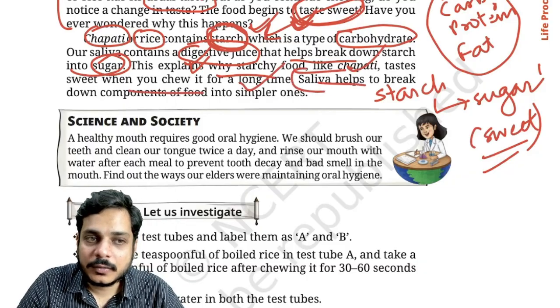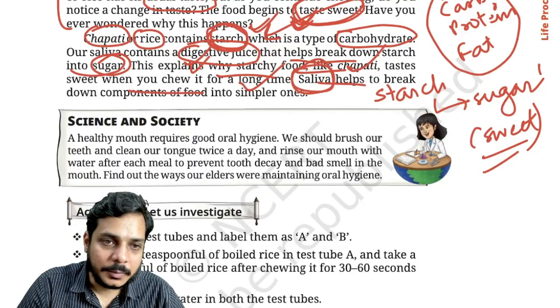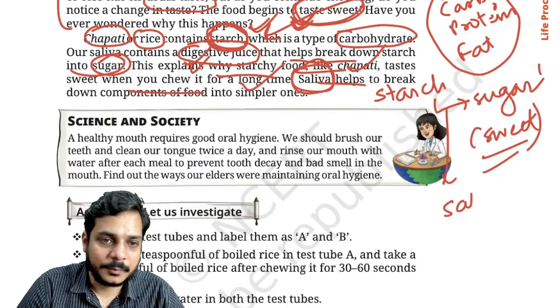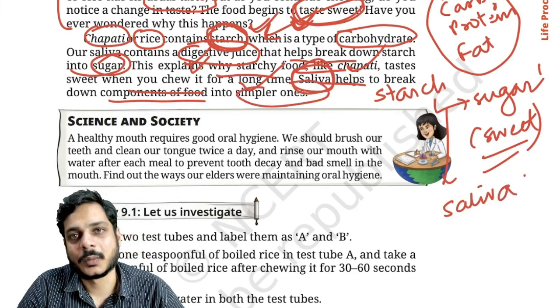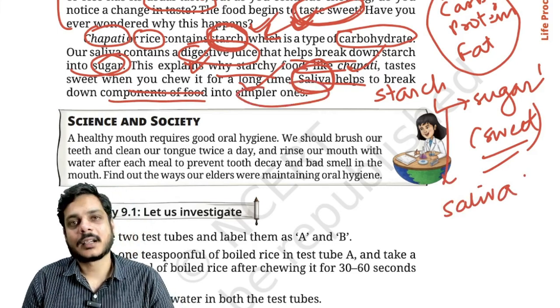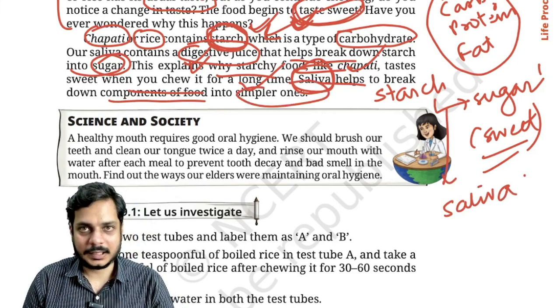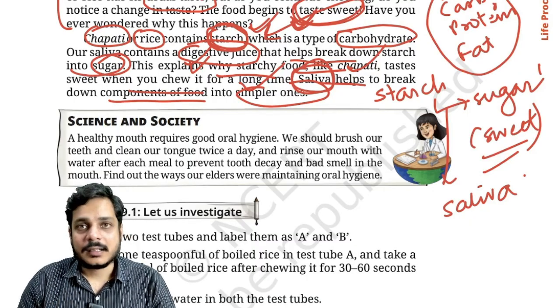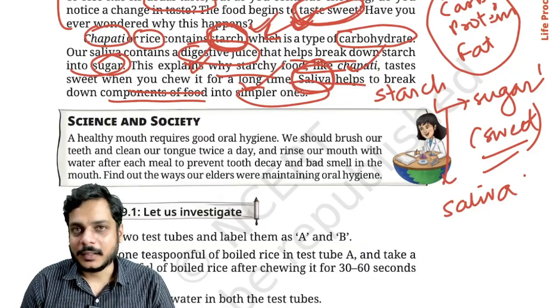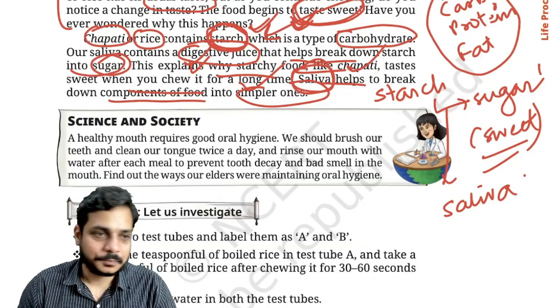What is the role of saliva here then? Saliva helps to break down the components of food into simpler ones. This means that first, one is crushing and chewing the food through the teeth. Second, the saliva in the mouth cavity helps to break down the starch into sugar, and that is why we feel that the food is sweet.